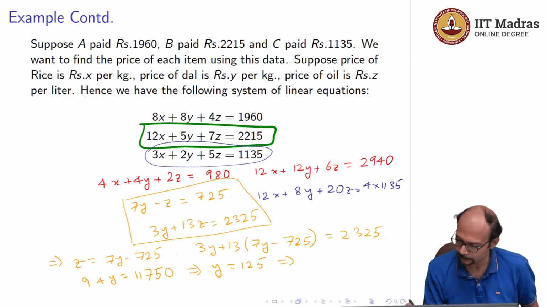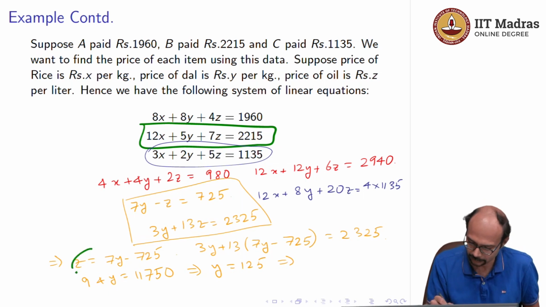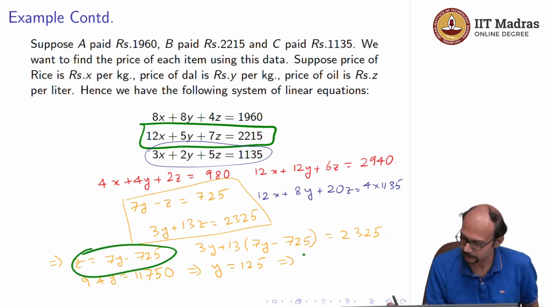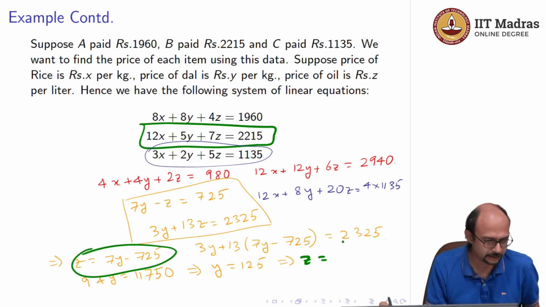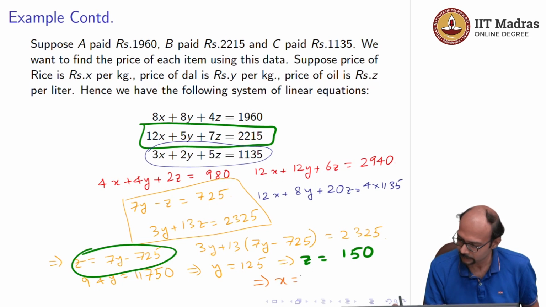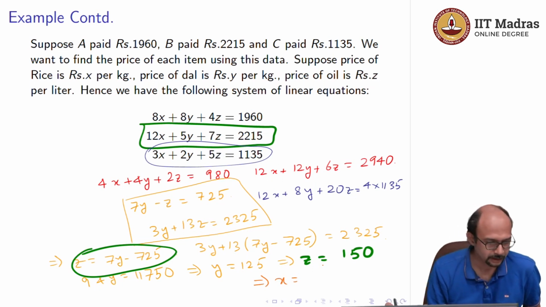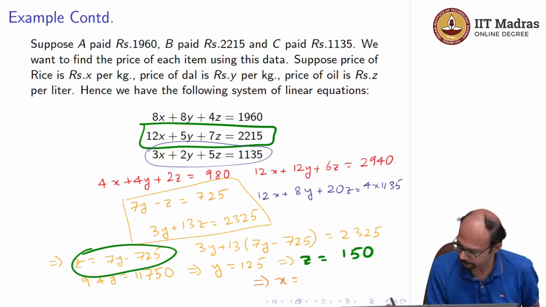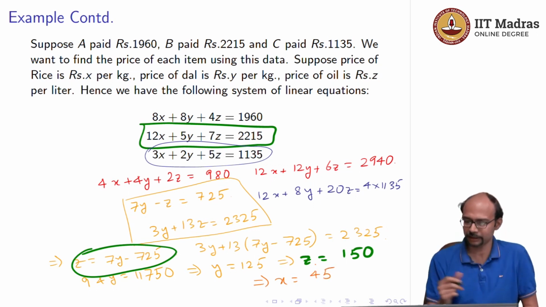We'll substitute y is 125 in this equation over here, and we'll get z. So from here we'll get that z is 150. Now we know y and z, so we'll put them in some suitable equation, and we can get x. So x is going to be 45. Okay, so I'll encourage you to check this.